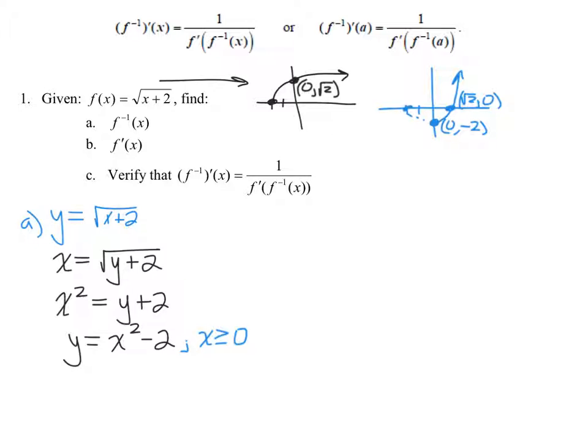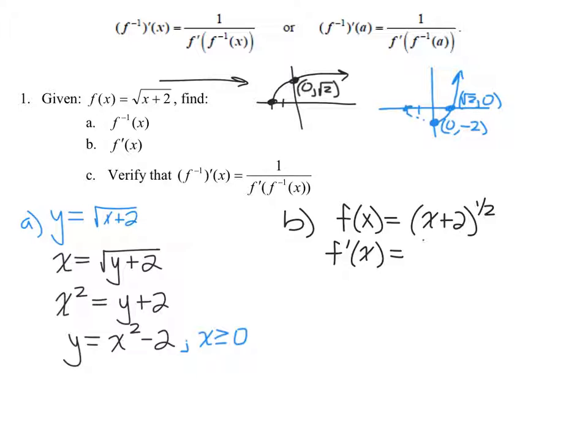All right, so the derivative of f of x. So I'll rewrite f of x as x plus 2 to the 1/2. And then we'll take the derivative of that. So f prime of x would be equal to, this one's not bad, 1/2 x plus 2 to the negative 1/2. All right. Also, just going back to a for a second, we'd want to rewrite that using the proper notation.